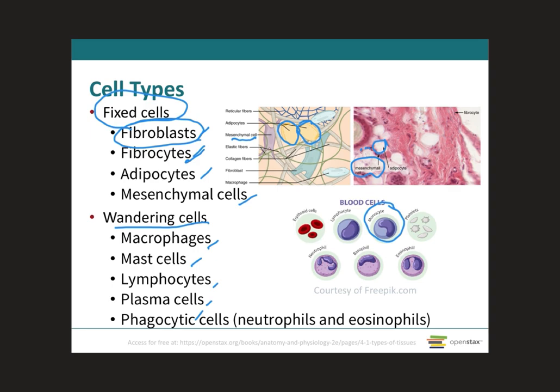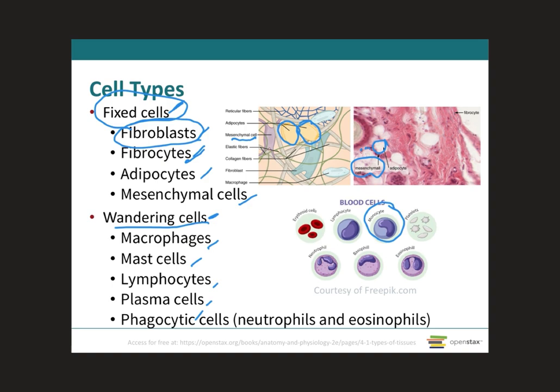You can either have roaming or free macrophages that move rapidly by amoeboid movement, and they engulf these infectious agents and cellular debris. In contrast, fixed macrophages are permanent residents of their tissue. Just to summarize, we have macrophages that are fixed and macrophages that are roaming or wandering cells.